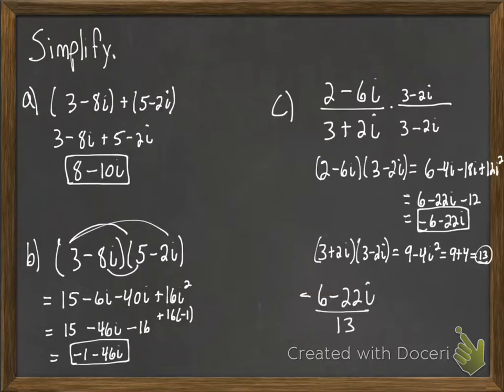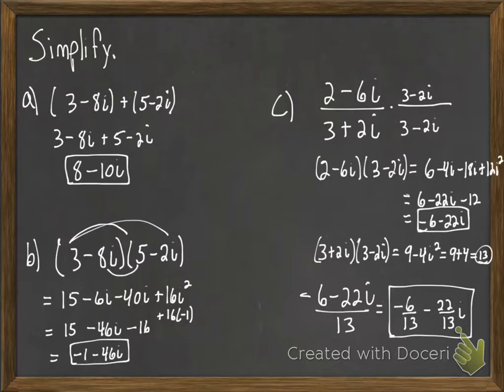Now that we've put it back together, we can do the division, because now we're dividing by a real number. So we just distribute it. Get negative 6/13. And then you'll have minus 22/13 i. And there we have it. We've now divided our complex numbers, and the result is, again, a complex number.